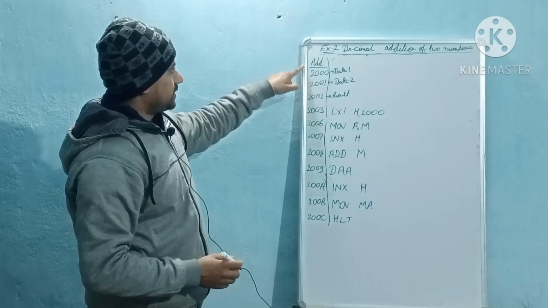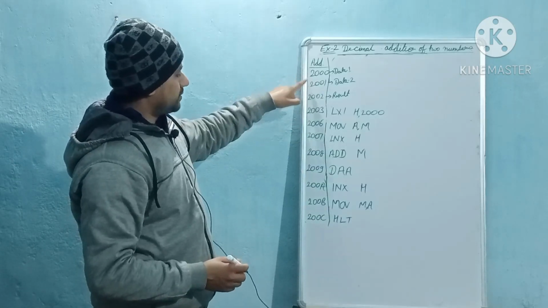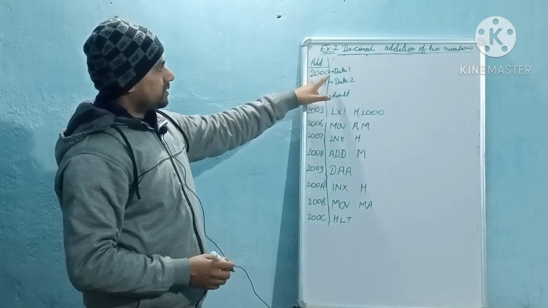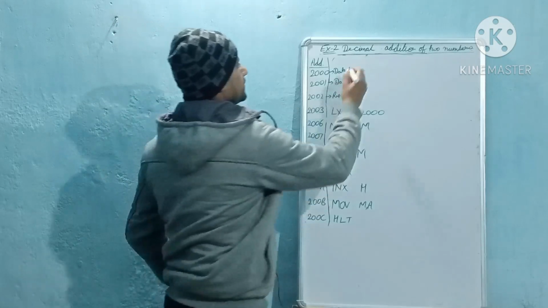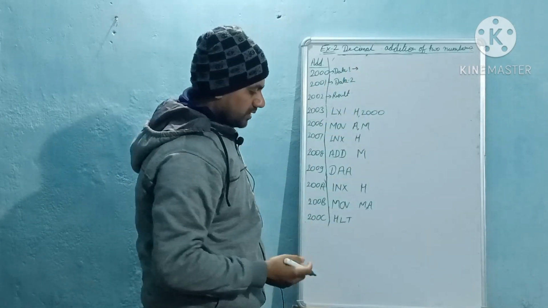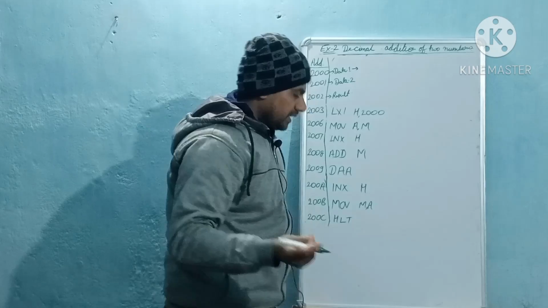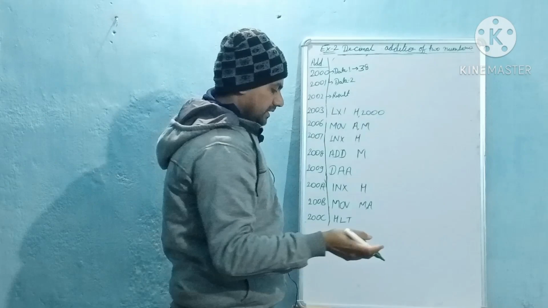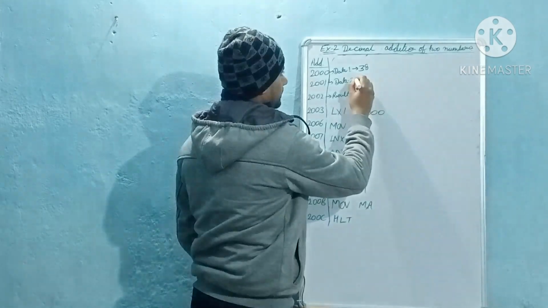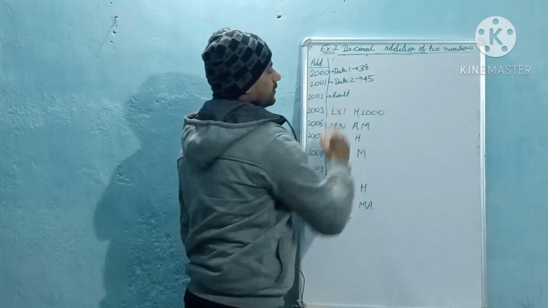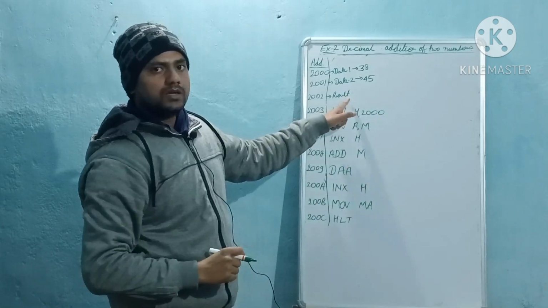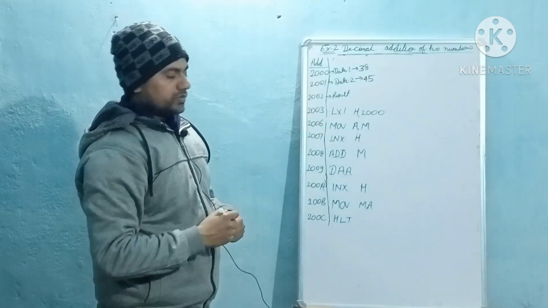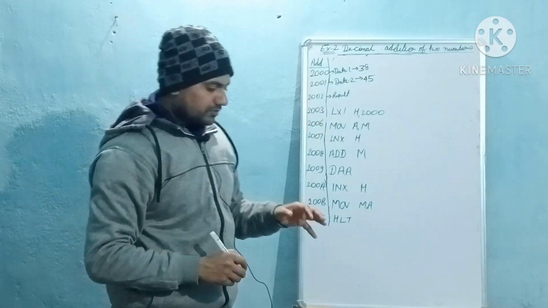The first column is the addresses, from 2000 to 200C. At 2000, we are taking the first data address. The first data we can take as anything, for example, 38. That is the first decimal number, and the second decimal number I can take as 45. The result we will get at 2002. So these two numbers we have to add.